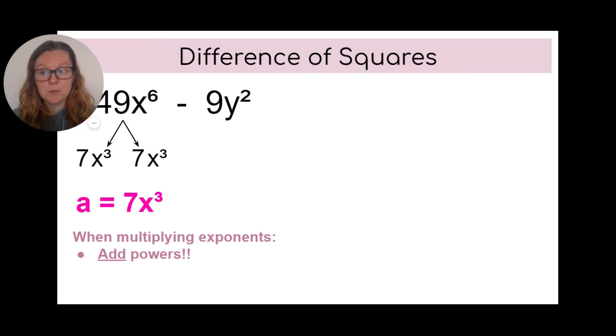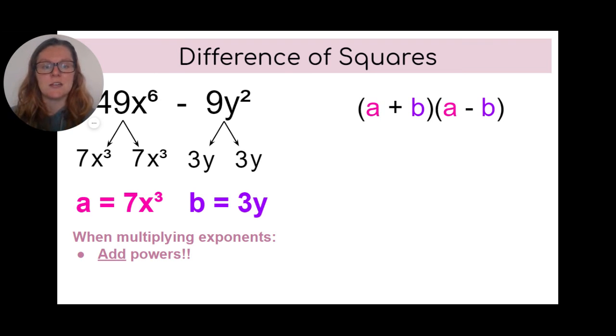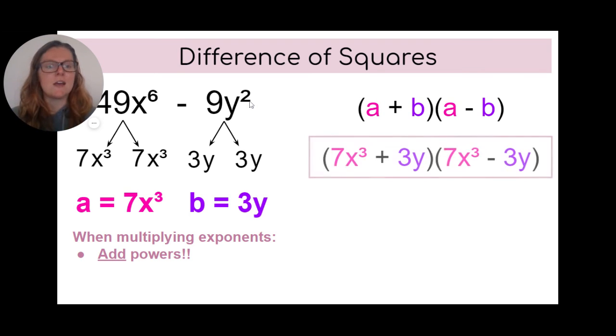Next one, start with your number, 9. I know 3 times 3 will give me 9. What times what will give me y squared? Well, y times y would give me y squared. So there is your b value. Again, here's our formula, a plus b times a minus b. Plug in your a, plug in your b. Bada bing, bada boom. That is it.